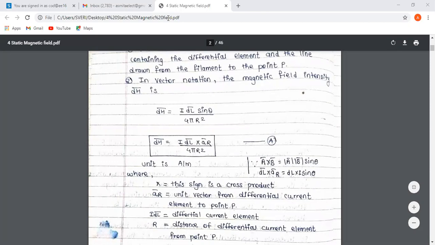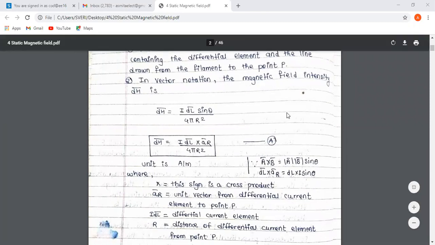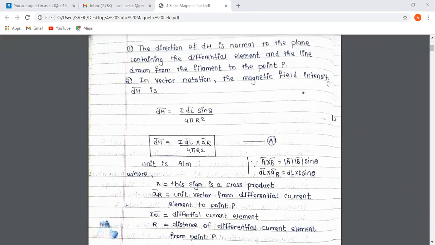Is everyone getting whatever I am telling? I'm going with the basics, so that if anyone has missed that point, you can understand. Because this chapter is important and everyone must understand. This is an easy chapter and you will get full marks.